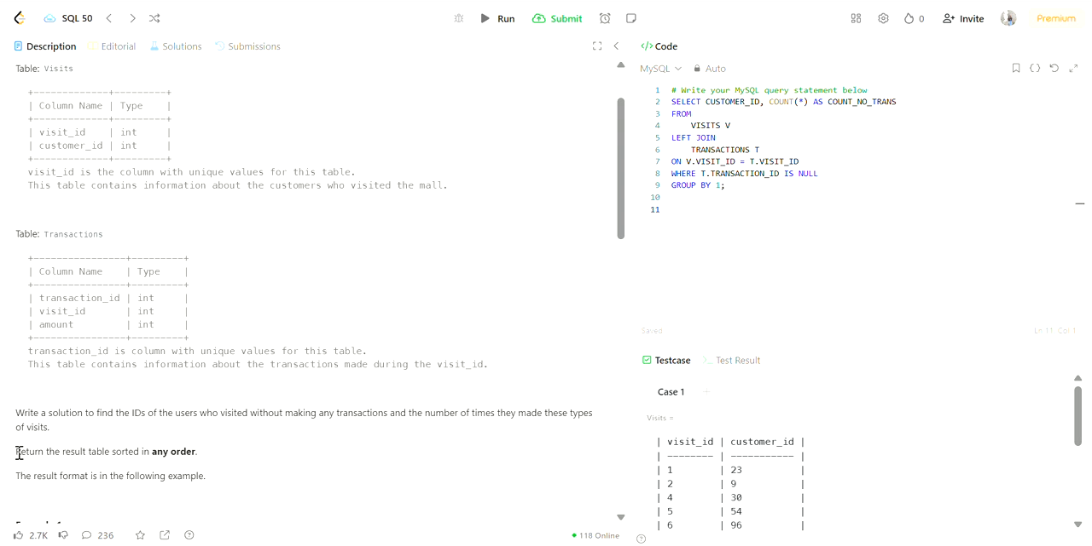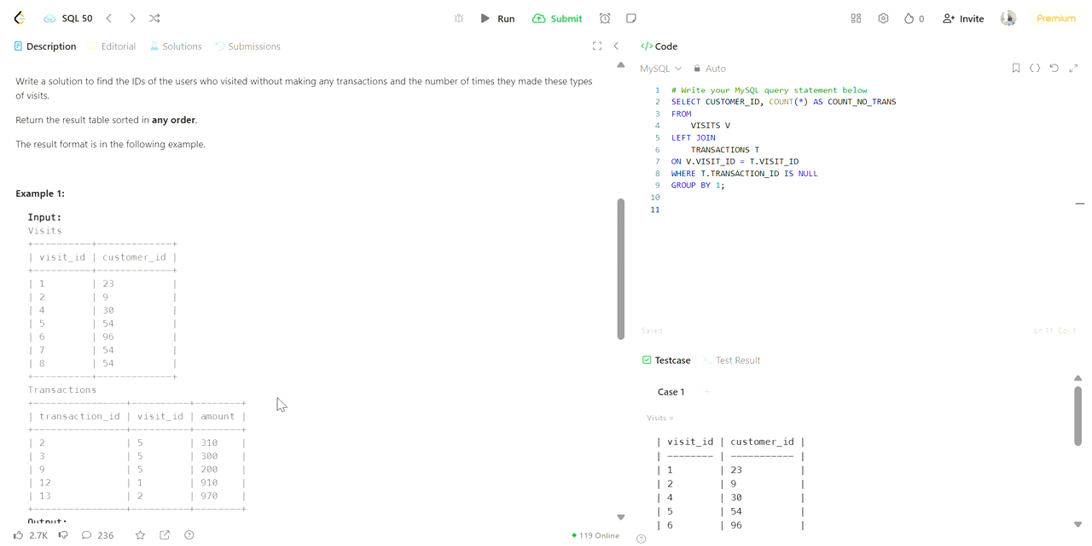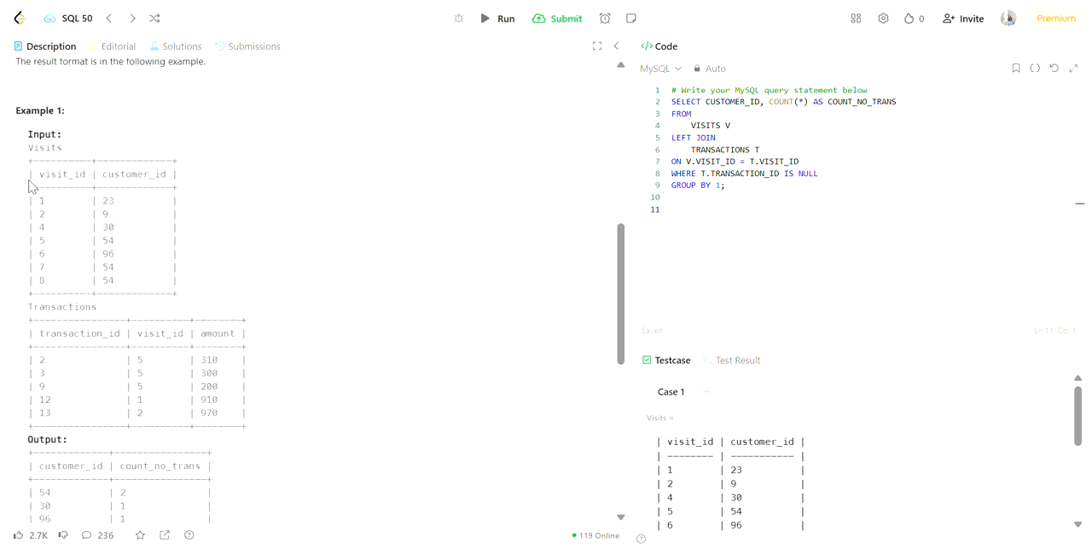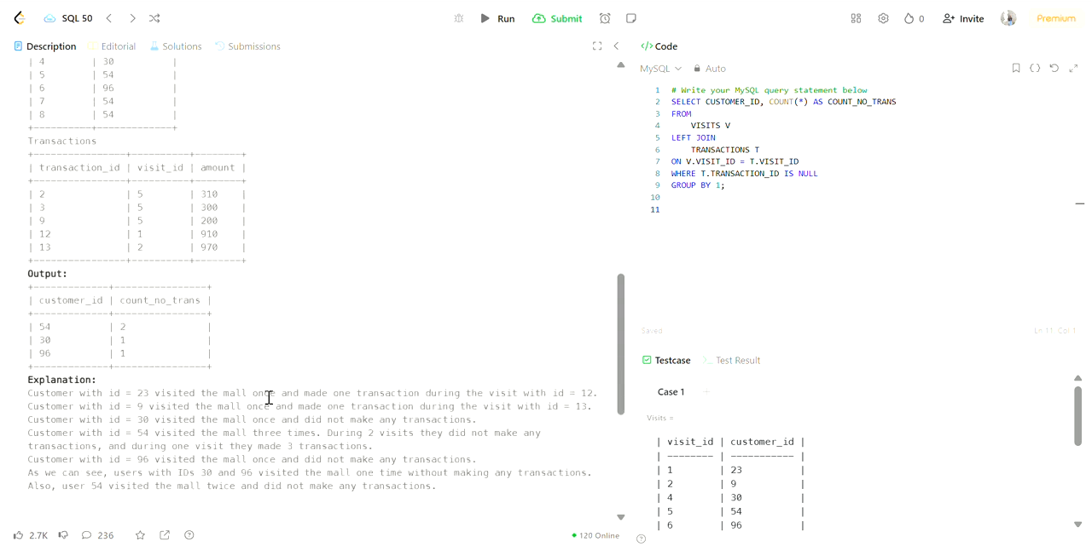Coming back to the problem statement, return the result table sorted in any order. The result format should be like this. So this is how our input tables will look like: visit ID, customer ID, and we have transaction ID, visit ID, amount. So this gives us transaction for all the visits.